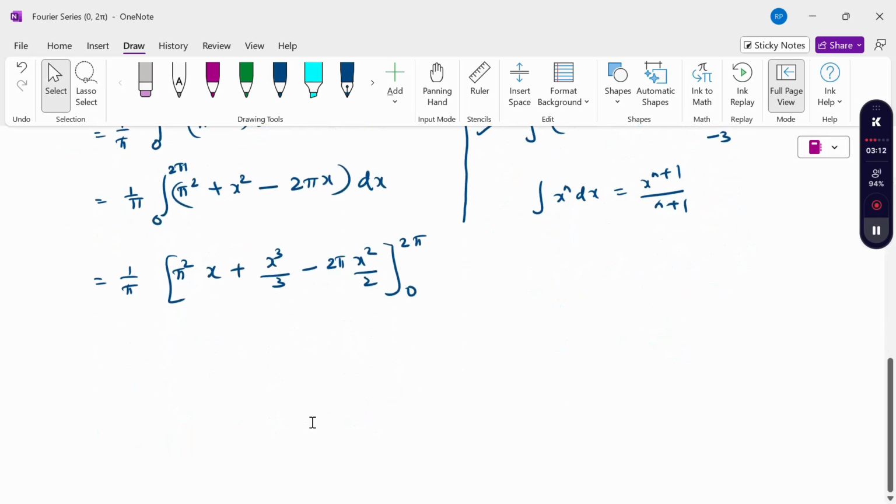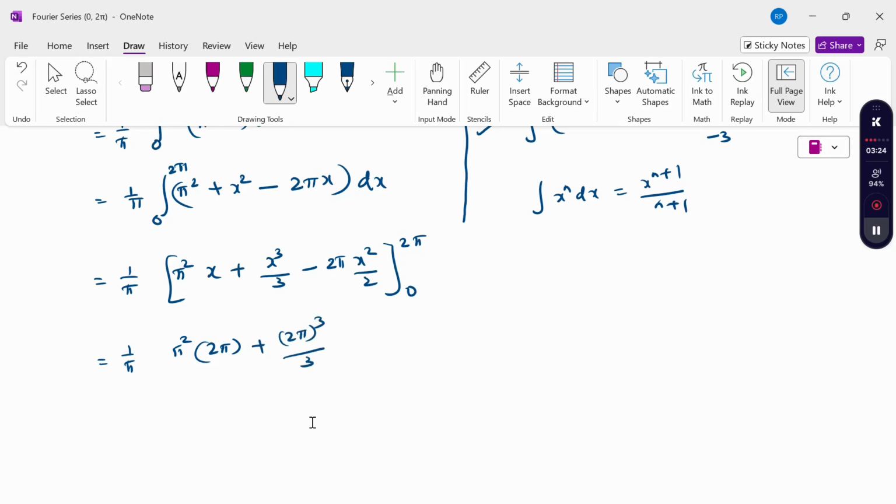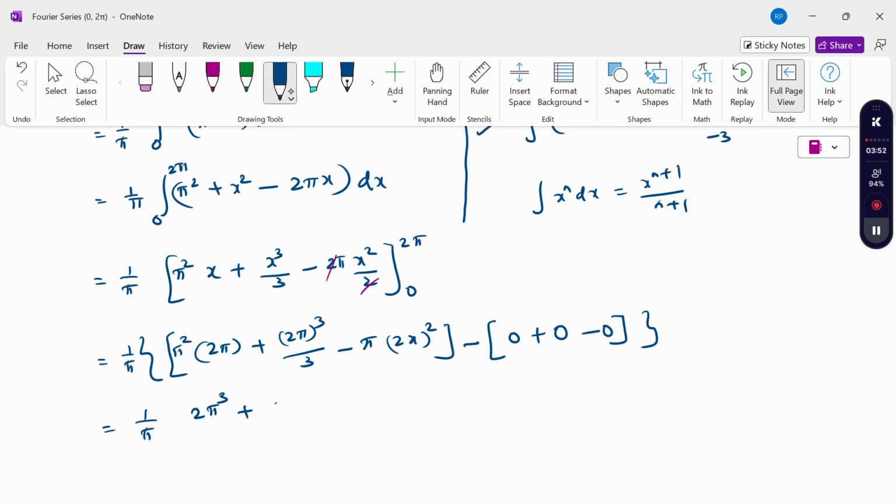Now substitute the upper limit and then the lower limit. 1 by pi times: pi square into 2 pi plus (2 pi) cube by 3 minus 2 pi times (2 pi) square by 2, the 2 will be cancelled, upper limit minus lower limit, and the lower limit terms are all 0. So this is 1 by pi times 2 pi cube plus 8 pi cube by 3 minus 4 pi cube, because (2 pi) whole square is 4 pi square.